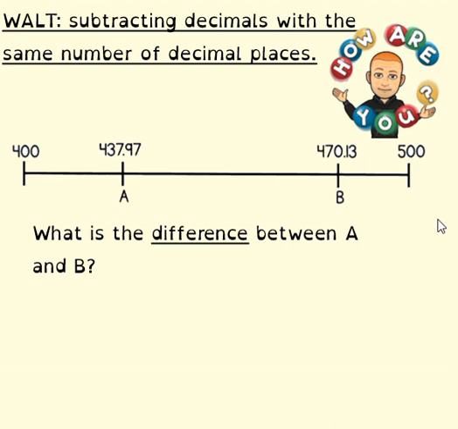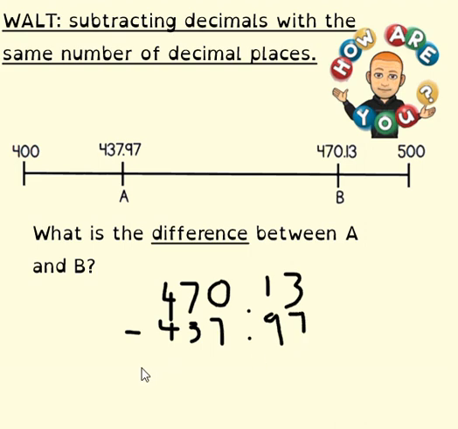To do that, I'm going to perform a subtraction, and I'm going to perform quite a tricky subtraction, so watch carefully. I'm going to start with my larger value on the top, as I always do when I'm subtracting. So 470.13 subtract 437.97. Decimal point in. Here we go.